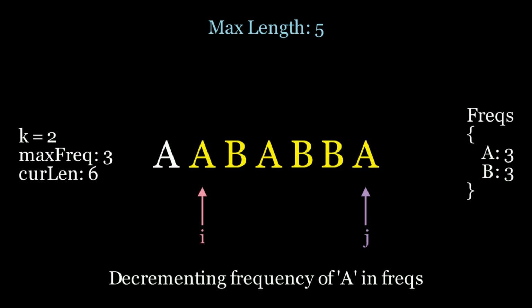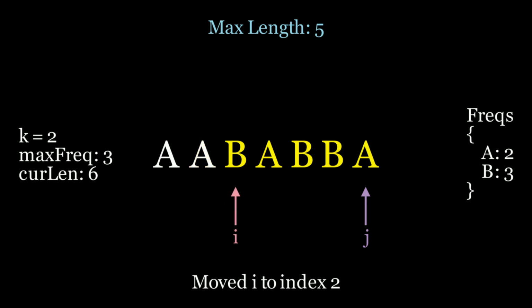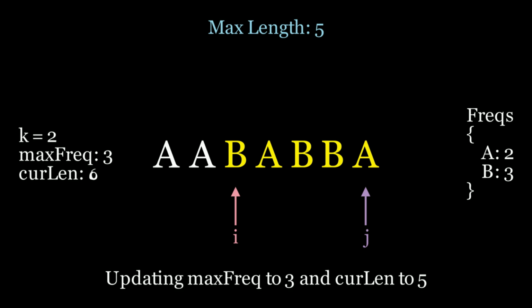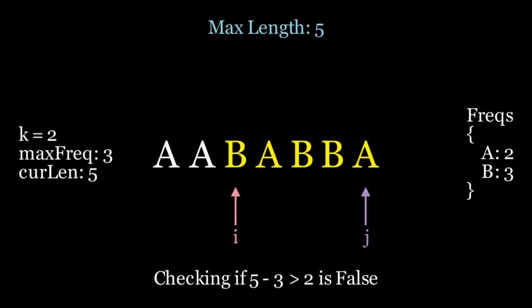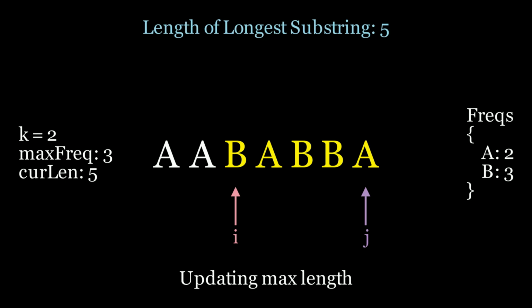Let's decrement the frequency of A, so it goes back to 2. We move the I pointer. And now we're less than K. curLen minus max frequency is less than K, so we're good. We update the max length. It stays 5. And we finish our algorithm.